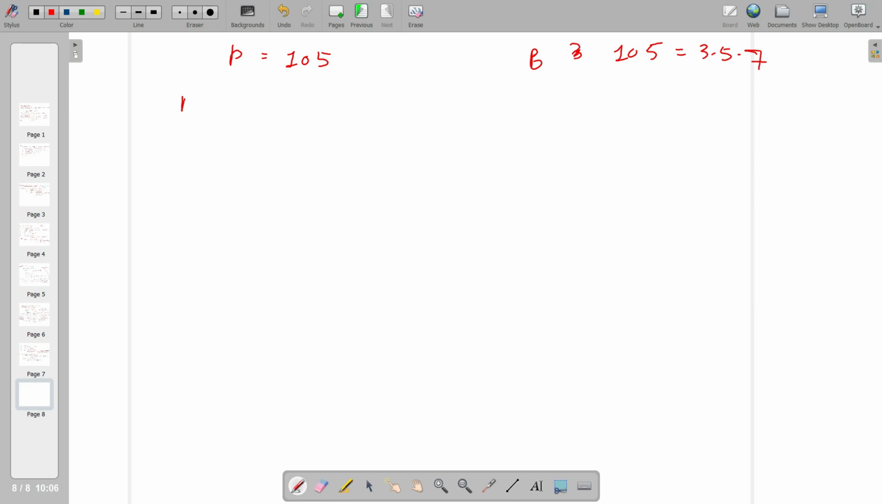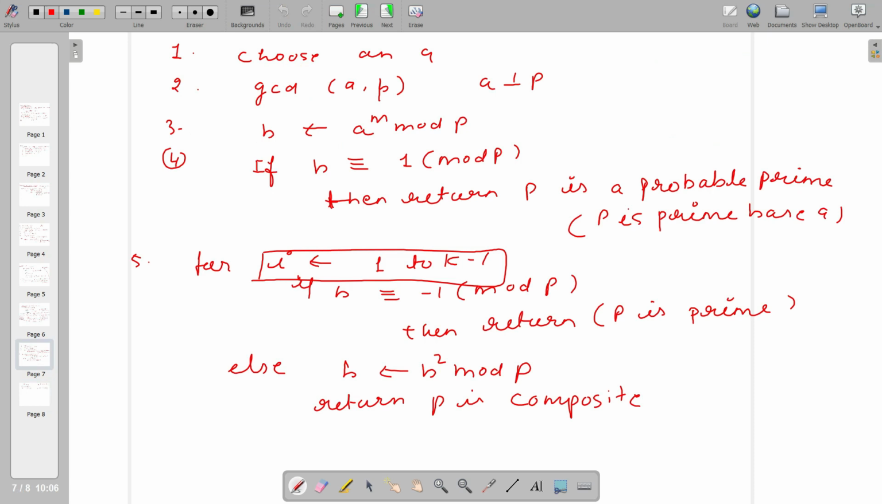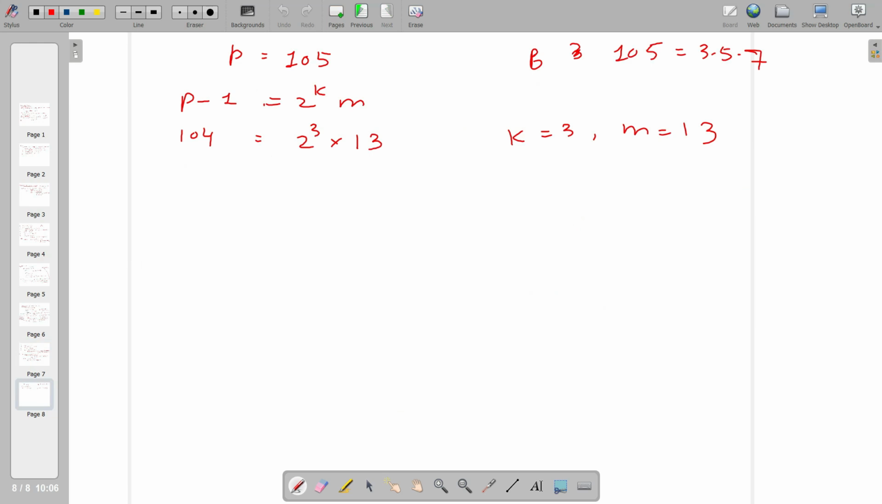So what is p minus 1? p minus 1 comes out to be 104, and it will be 2 to the power 3 into 13. So here k is equal to 3 and m is equal to 13. So when I say k is equal to 3, it means this loop will work from 1 to k minus 1, that is 3 minus 1, 2 times.